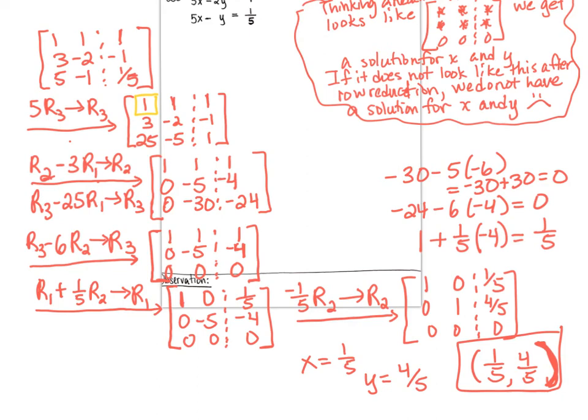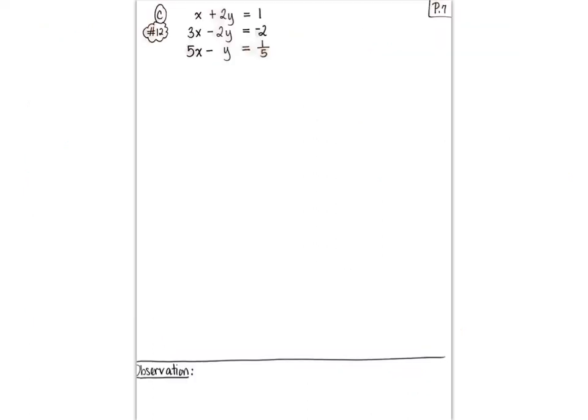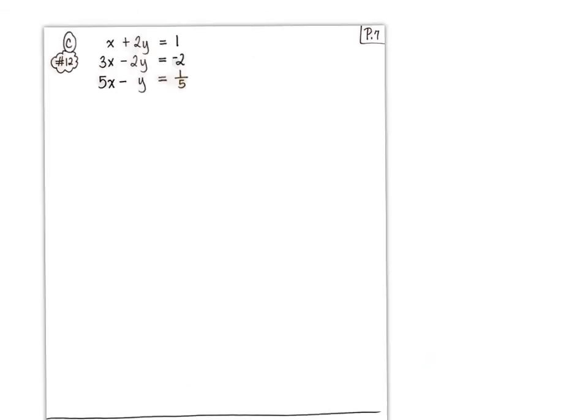Okay. All right. So, one more example. You want to give it a try? Okay. And I'm writing random marks on the page. Let me erase that. So part C, you want to solve the system of equations. X plus 2y equals 1, 3x minus 2y equals -2, and 5x minus y equals 1/5. I'll give you a couple minutes to work it out.